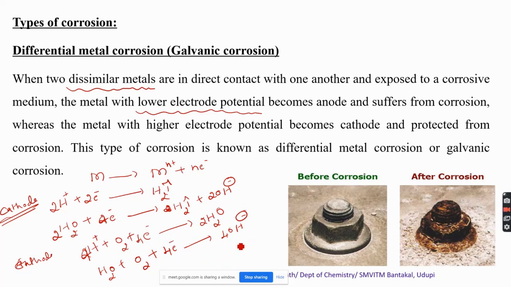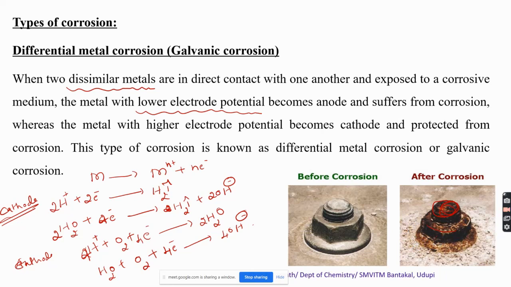Sorry, usually hydroxyl ion is formed at the cathode, and this hydroxyl ion combines with the metal ion, and the anode gets corroded. Here we observe that both metals undergo corrosion, but the corrosion of this metal is more compared to this one, because this is a different metal compared to this one, nut and bolt. This is a good example for differential metal corrosion.